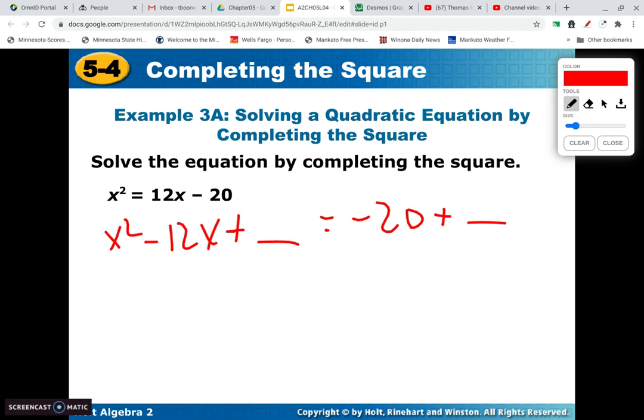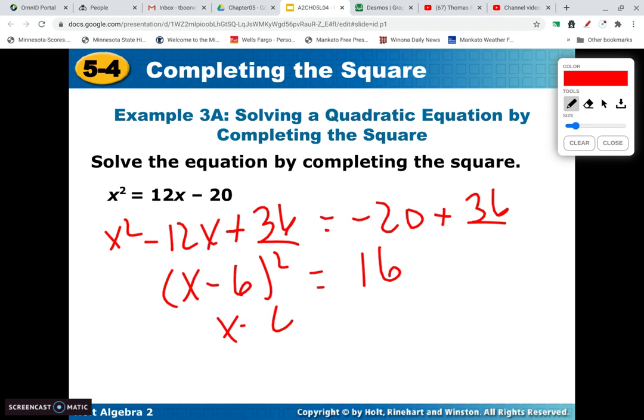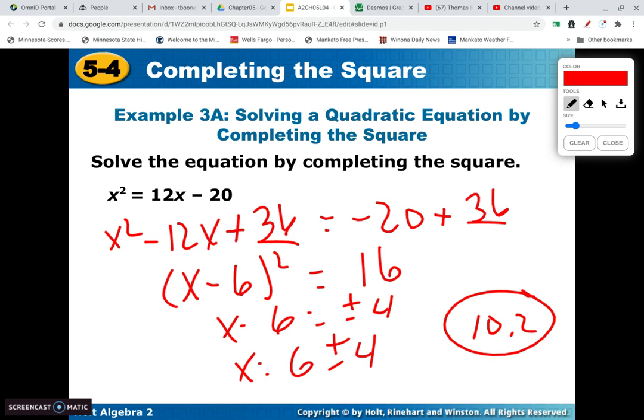All right, so we've got to figure what number completes the square. Half of -12 is -6. Squared is 36. If I add it to one side, I've got to add to the other. That keeps it balanced. This we can rewrite as x minus 6 squared. This would be 16. Square root both sides. X minus 6 is equal to plus or minus 4. So x would be 6 plus or minus 4. So you have two answers. 6 plus 4 is 10. 6 minus 4 is 2. Those are your two solutions.